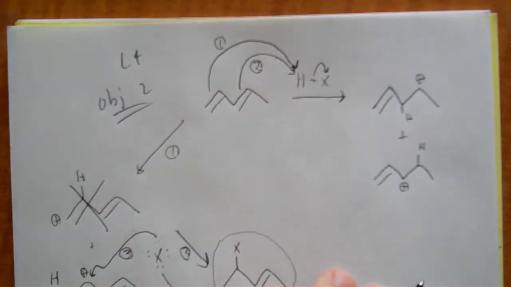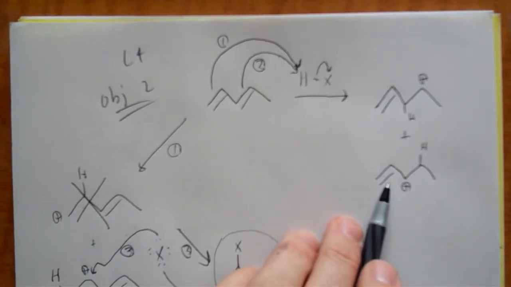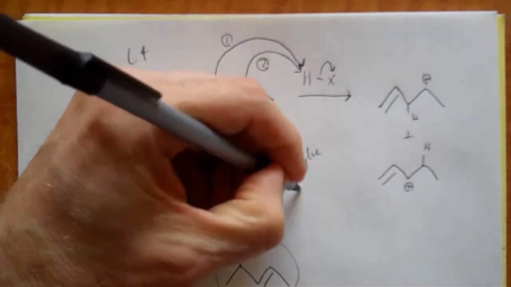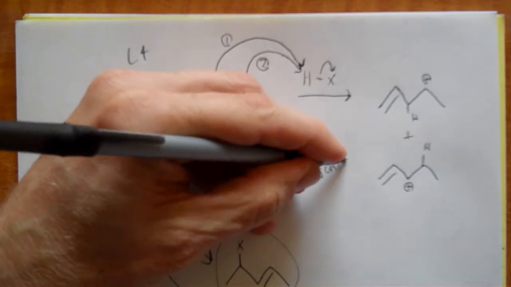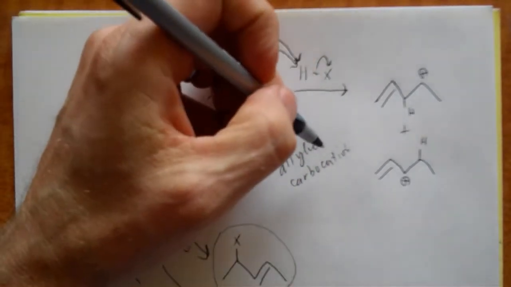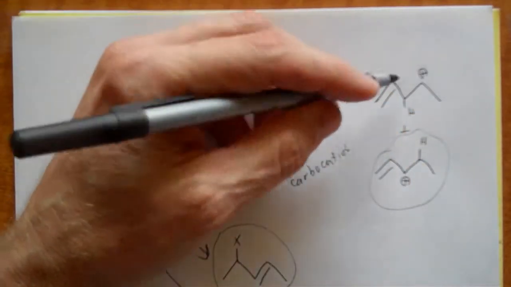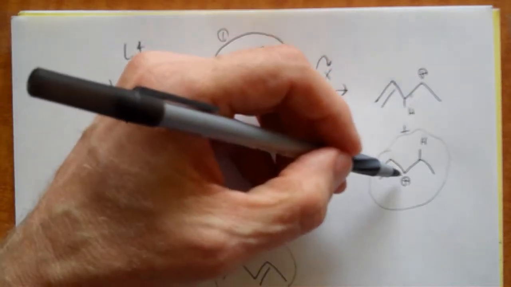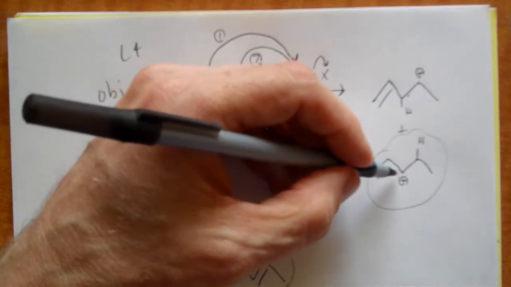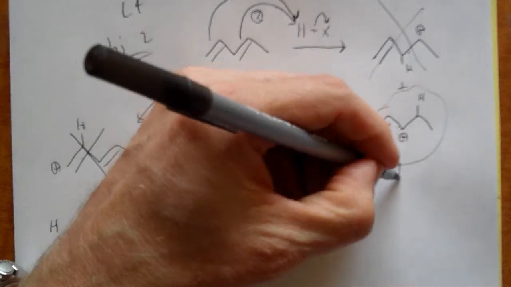Which of these is better? Aha, that one's better because it's allylic. You see that's an allylic carbocation? We did that in lesson 3, one of the lesson 3 videos. I don't remember which one. So this is the primary one. This is fine because it's secondary, but allylic is much better. Allylic is roughly equivalent to a tertiary carbocation in terms of energy. So I'm going to put a big X through this and say this is what we've got going on.